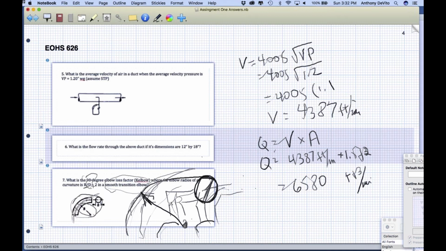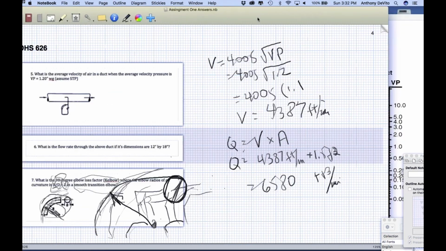In this case, the radius of the turn to the diameter is equal to 2. So if the ductwork were 1 foot in diameter, the radius of the turn would be 2 feet. If the radius of the turn were 4 feet, the ductwork would be 2 feet in diameter. 24-inch ductwork with a radius of 4 feet also gives an R over D of 2. It could be many different sizes of ductwork, but the important part is the relationship between the radius of the turn and the diameter of the ductwork. Remember, this is a radius and this is the diameter. So let's take a look at that.